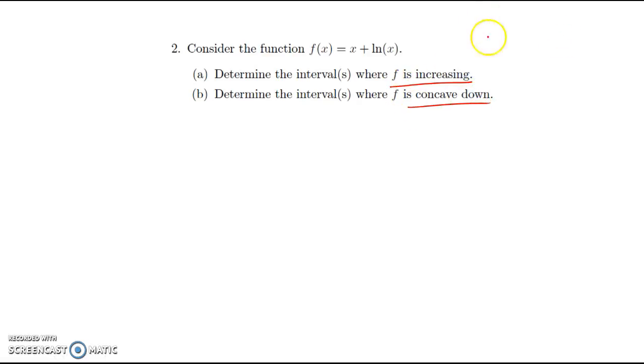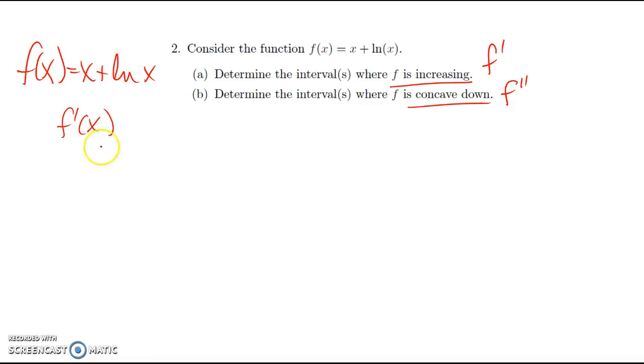Well, increasing, we need the first derivative. Concave down, we need that second derivative, don't we? So let's start with the first derivative. So if f of x equals x plus natural log of x, derivative of x is 1, derivative of natural log is 1 over x, isn't it?